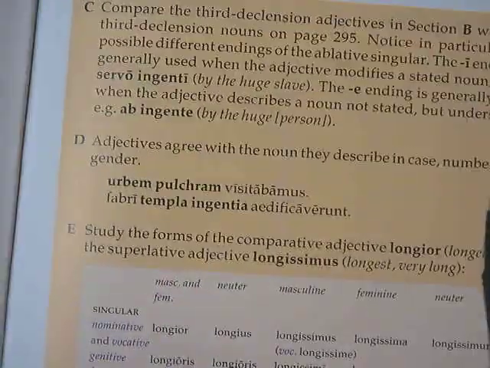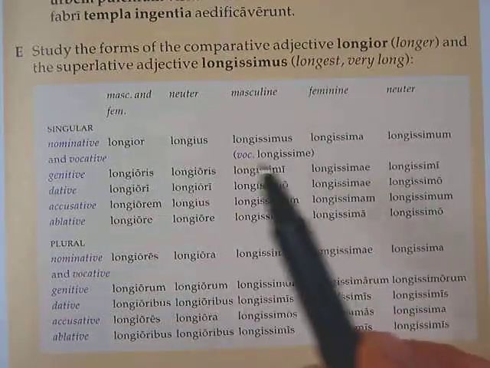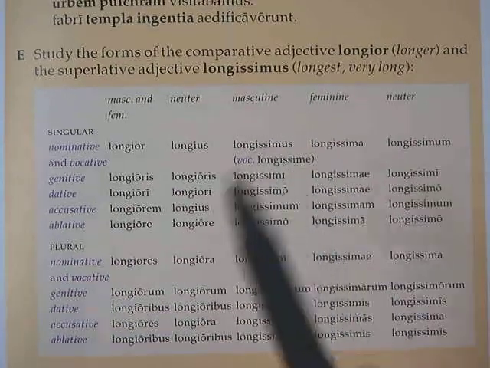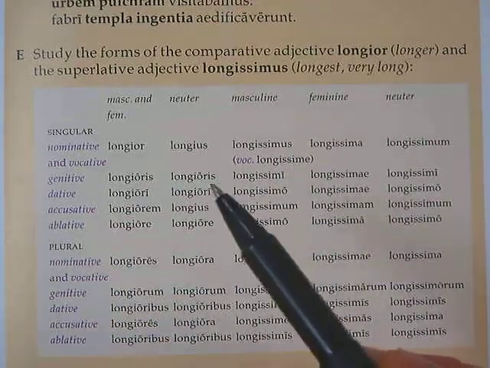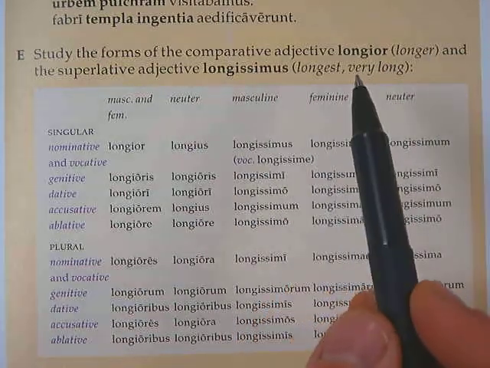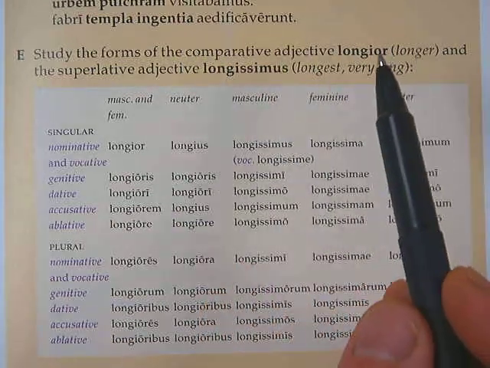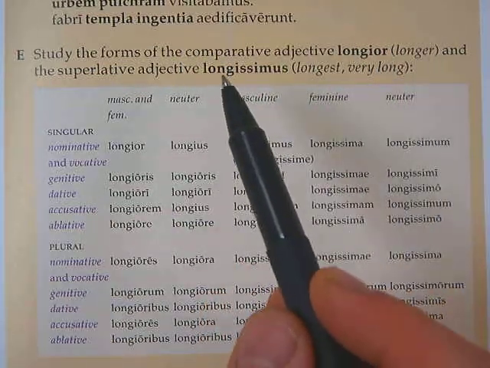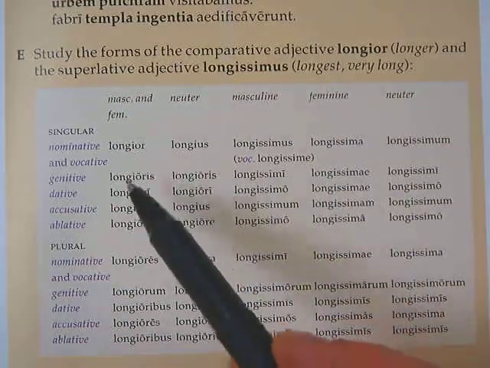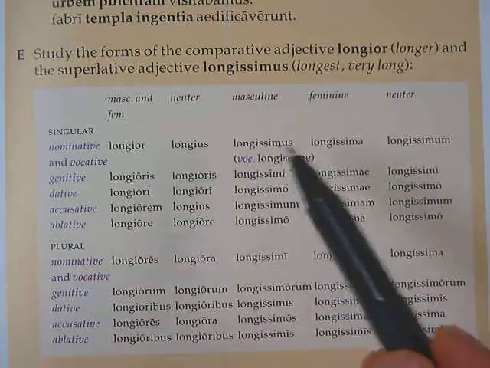Okay, let's see what else is over here. We also have comparative adjectives, and you can go ahead and take a look at this stuff if you want. Comparative adjectives, you got longus means long, longior means longer, and longissimus means the longest. So you got what we call the positive, longus, the comparative, longior, and then the superlative, longissimus.